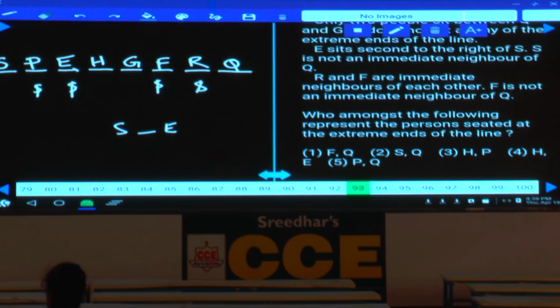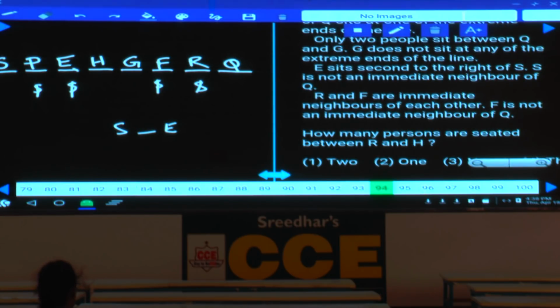Then question number 93, who among the following are the persons seated at the extreme ends? Extreme ends, S and Q, that is choice 2. Then question number 94, how many persons are seated between R and H? There are 2 persons, F and G, choice 1.